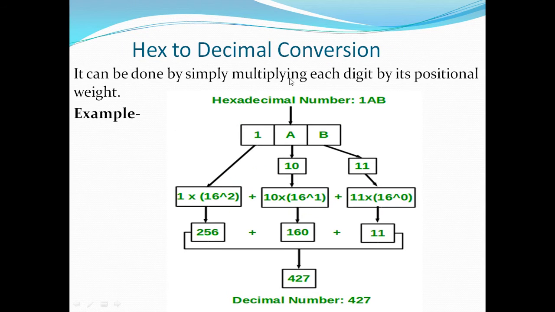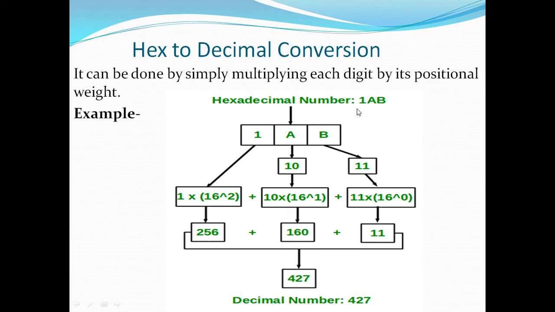So the hexadecimal equivalent of this decimal number is 9F1. Now next is hexadecimal to decimal conversion. Here also we'll do the same like we were doing in binary to decimal, octal to decimal. We'll multiply each digit by its positional weight. So here the positional weight will be 16 to the power 0, then 16 to the power 1, then 16 to the power 2. So what we'll do, we'll multiply each digit by its positional weight.